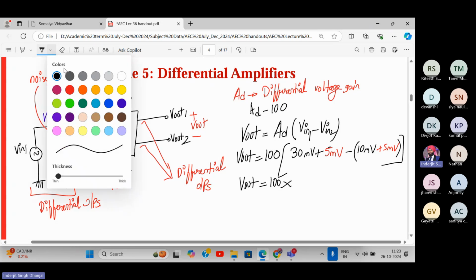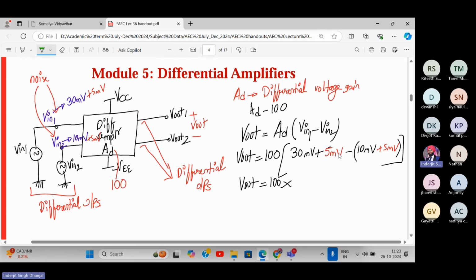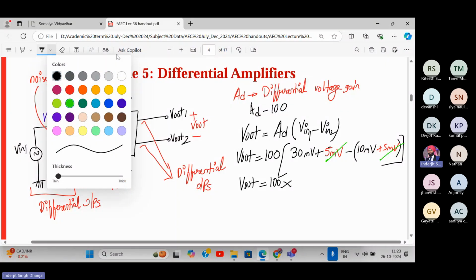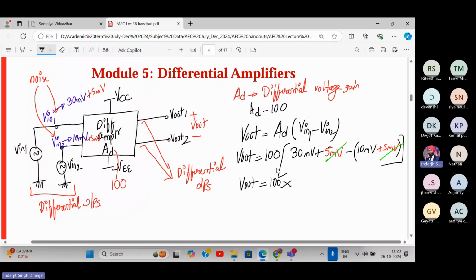The noise signal which was there will cancel out itself, right? So noise which was present in both the input signals will cancel out over here easily. And what will be the answer? The original answer was 30 millivolt minus 10 millivolt. That is what will be amplified. So the differential amplifier amplifies the difference between the two input signals.